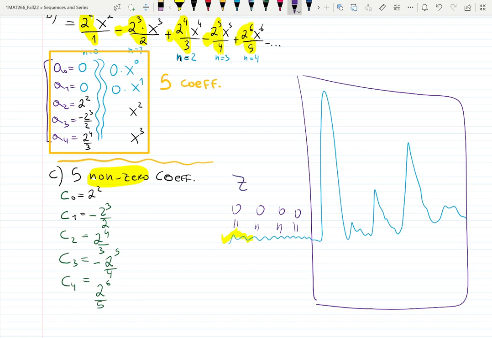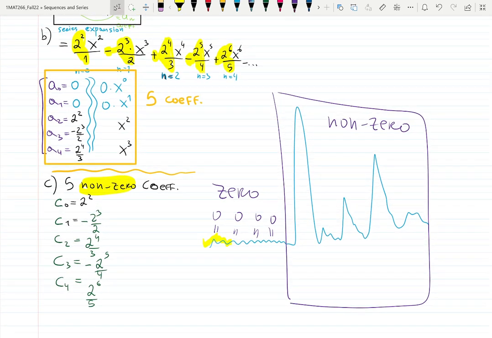So zero coefficients and then non-zero coefficients. That will be confusing for your homework, and when you get confused, you know what to do. Post your question in the forum, and we're going to help you solve it faster. Not too bad. It is tedious and new, but it's extremely important.